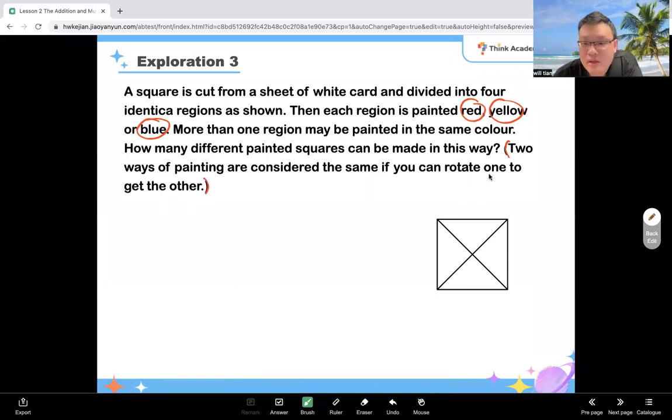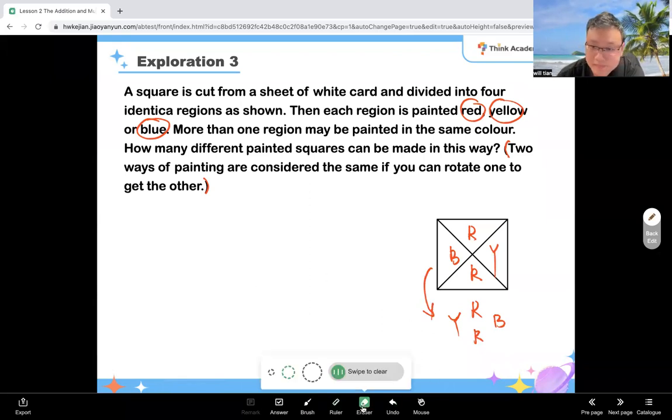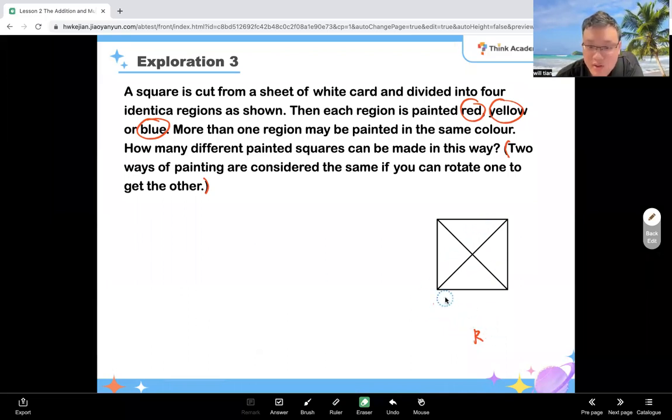It tells you that 2 ways of painting are considered the same if you can rotate one to get the other. For example, guys, if I get red, red, blue, and yellow, this will be the same as red, red, yellow, blue. These 2 will be the same, okay? You cannot count that 2 times, it's just 1, because when you do this 1 by 180-degree rotation, you get this one. Does it make sense, guys? So you can only count the ones where, when you do the rotation, you cannot get another one.